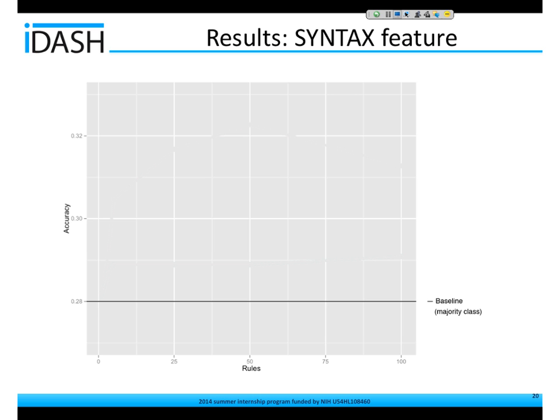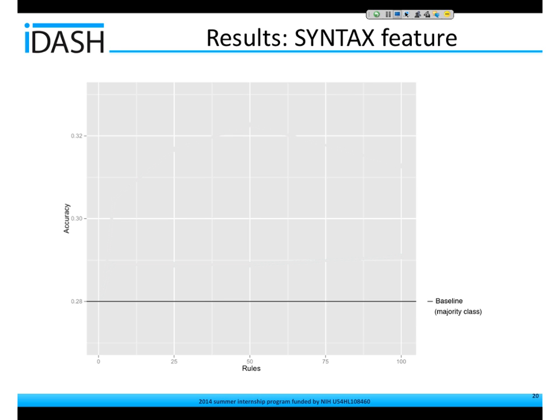So here are our results, and these are just for the syntax feature. On the y-axis, I have classification accuracy with a baseline of 28%. This is based on majority class. So if our algorithm just chose the most common class every time, it'd get 28% accuracy.